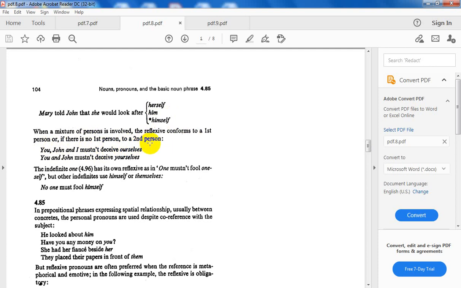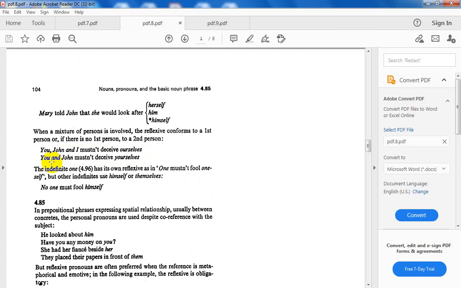إذا عندك first اتبع الfirst. If you don't have first, move to the second. If you don't have the second, إذا أنت عندك only third, يعني third person. You, John and I. أنت مجرد عندك I يعني صار عندك we. المفروض we 1 2 3 persons. See, we mustn't deceive ourselves. You and John يعني there is no first person, so it is what?